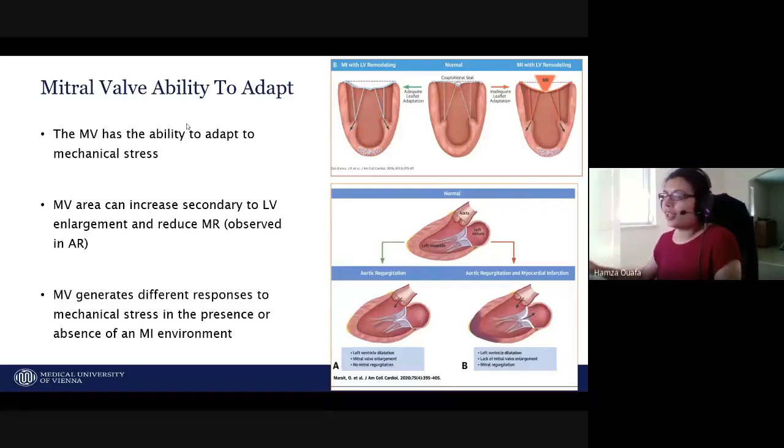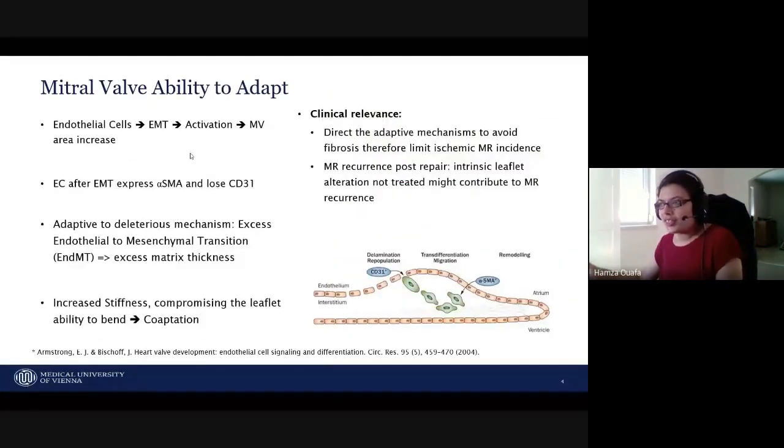In order to improve their coaptation ability and therefore minimize the mitral regurgitation incidence. So this adaptation ability is really fascinating, and one of the main players of this adaptation is the endothelial to mesenchymal transition. This is maybe a little bit Chinese, but it's not too complicated. It just means that the endothelial cells get activated.